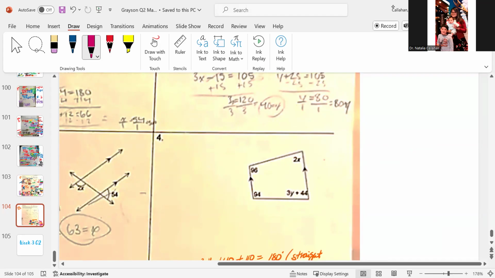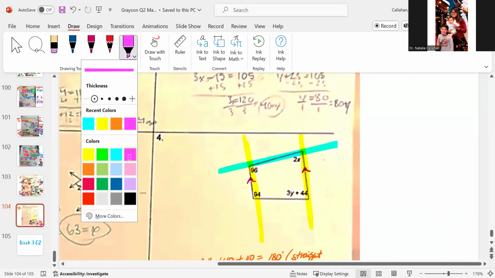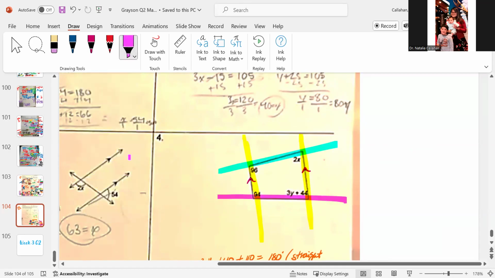Okay, so number 4. This is also a quadrilateral, right? So you see the arrows right here. First thing you want to do is grab your highlighter and highlight this. And do you also see that there's 2 transversals? There's a blue transversal and there is a pink transversal. Do you see that? Yeah. So you have 2 different transversals, okay?